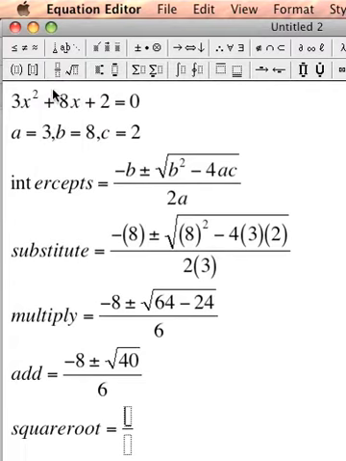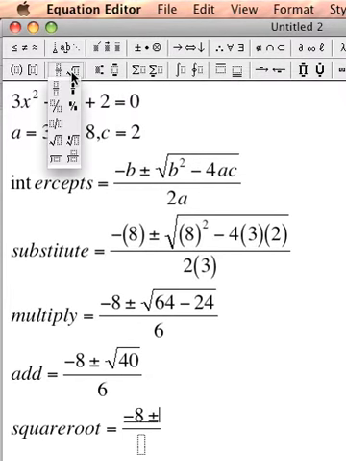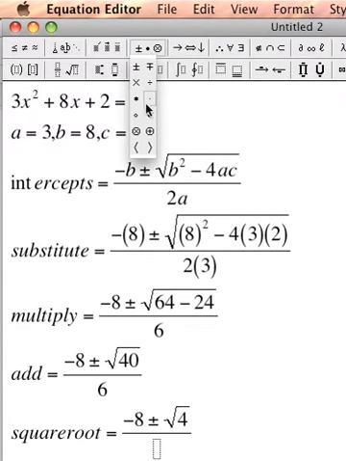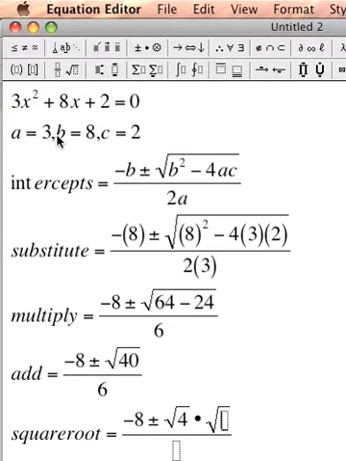Now, this is going to be tricky because there is no square root of 40. But what I can do is break this up into negative 8 plus or minus 2 different square roots. The square root of 4 times the square root of 10. See, I've got to find the square root of 4. Can't find the square root of 40 though. And divided by 6.